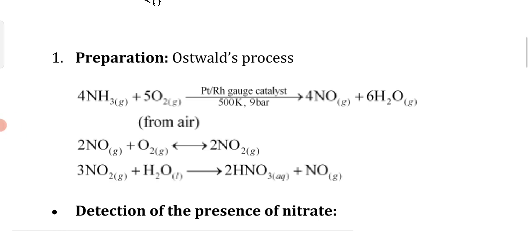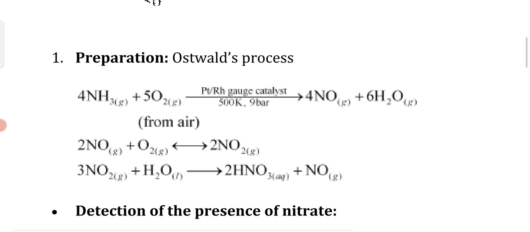In this process, first we take ammonia gas. It reacts with oxygen gas, O2. So 4NH3 gas plus 5O2, using a platinum catalyst at 500 Kelvin and 9 bar pressure, which is required for this reaction. 4NO plus 6H2O is produced in the first step.